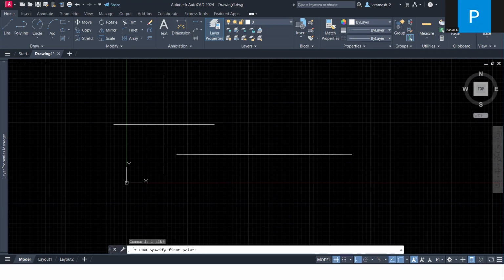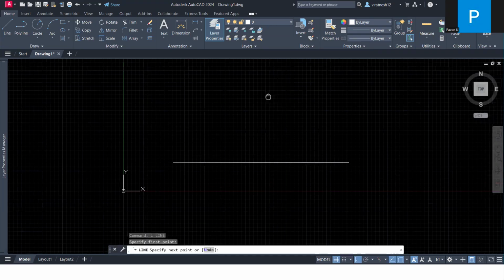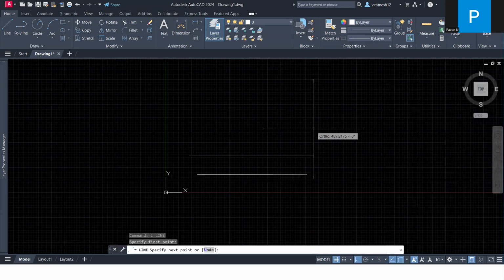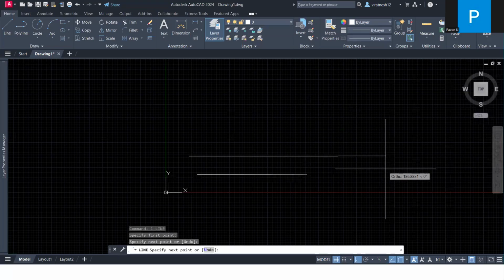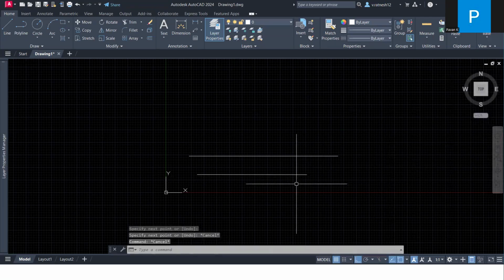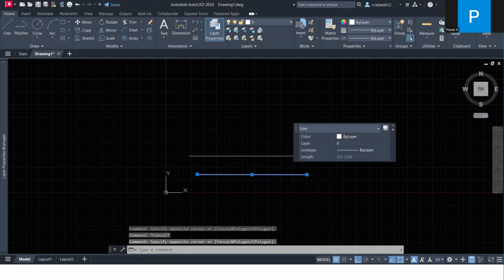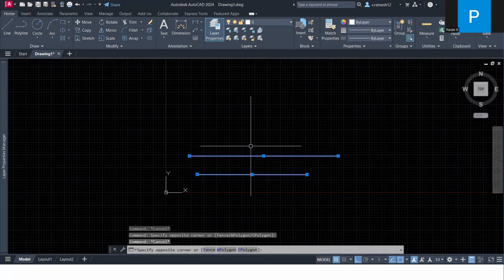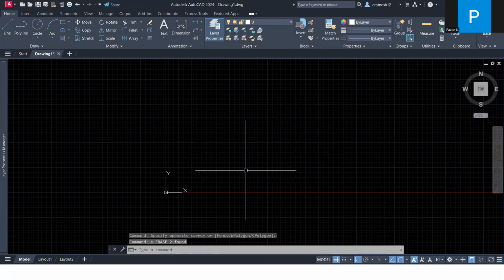Enter. So now can you see that this is drawing a straight line, straight line, straight line. Nothing like any angle. So there is a difference between these two lines. You cannot say that this is a straight line, but this is a straight line. So you have to use ortho as per requirement.